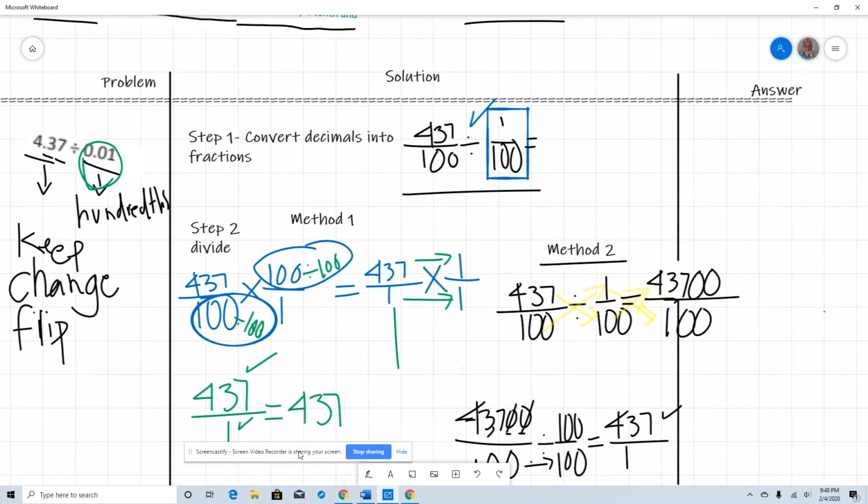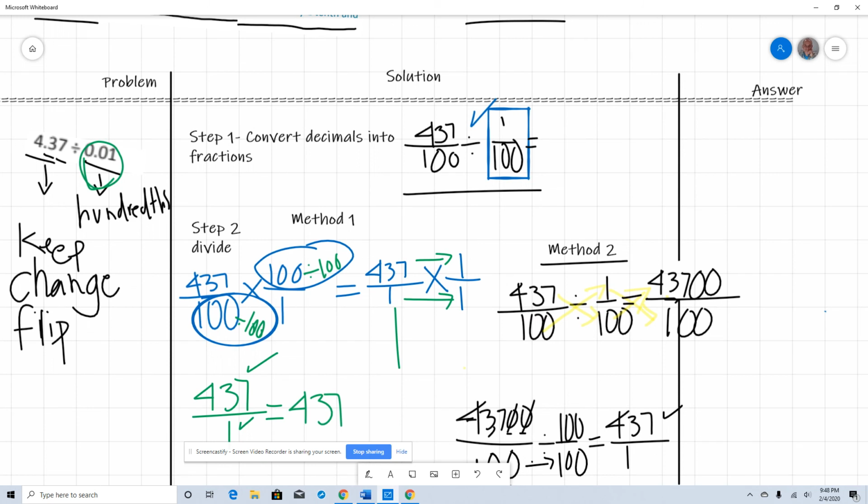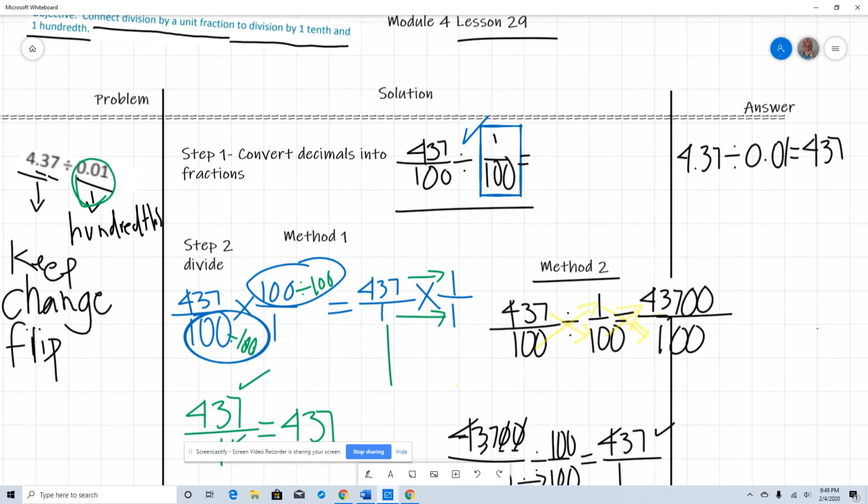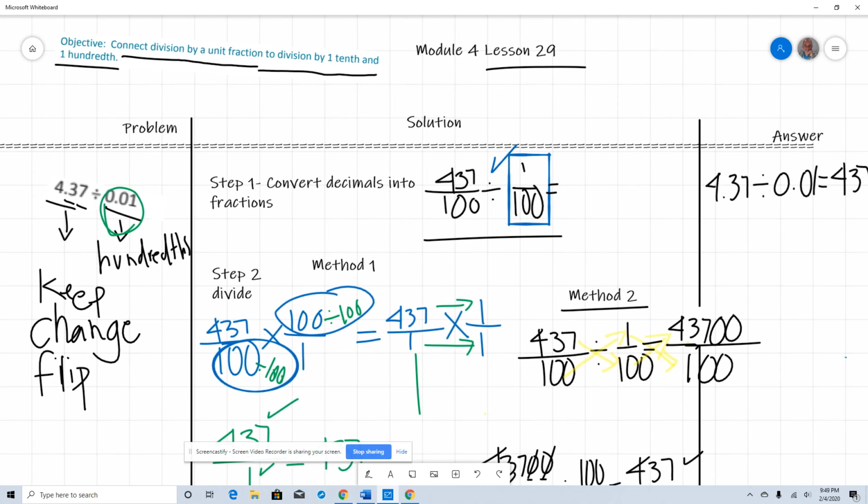So now let's write the problem down with the answer in the answer column. As a result, 4 and 37 hundredths divided by 1 hundredth equals 437 hundredths. Okay, let me make sure I wrote all the numbers correctly. And yes, I did. Watch the video again and just learn it, my friends. These are very good methods that you can review, and you have the advantage to rewind this video if you need to.